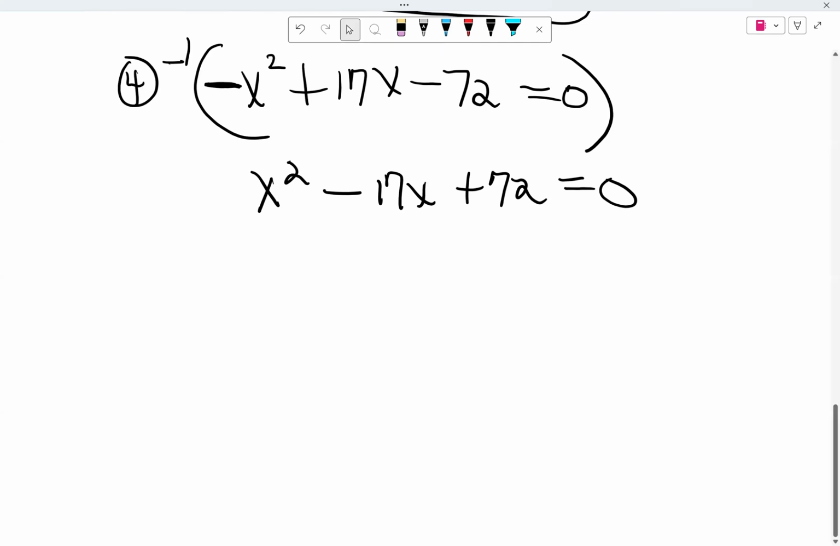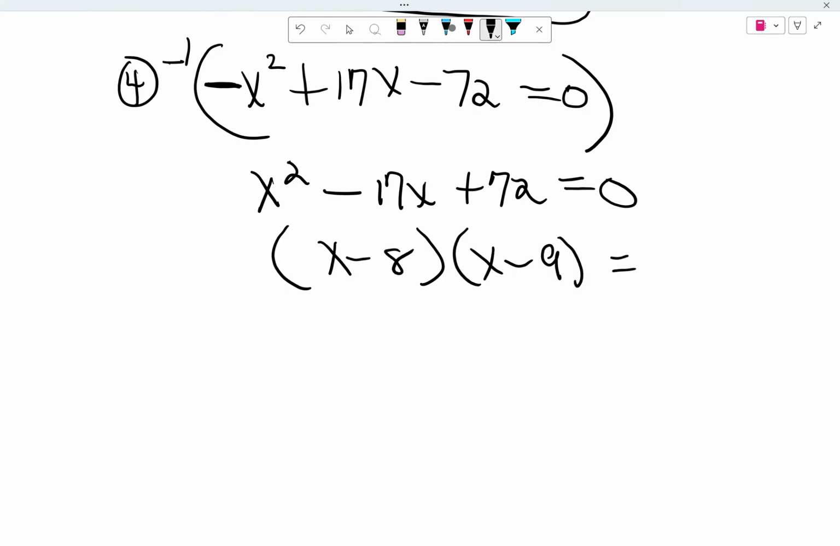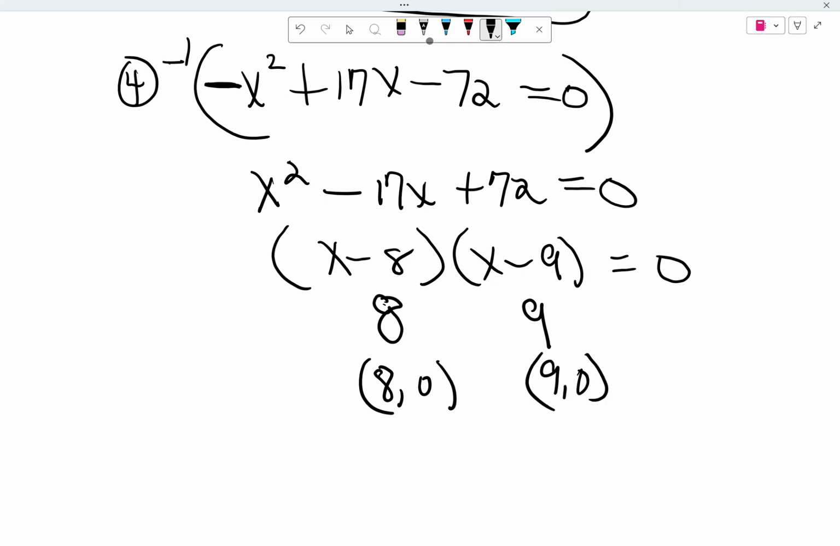So now I can factor. And in factoring, I notice that if I have x minus 8, x minus 9 equal to 0, then my solutions are x equals 8 and x equals 9. Intercept-wise, for the x, this is an (8, 0), this is a (9, 0). That's what they represent. And that is your answer, C. Okay, question number 5.